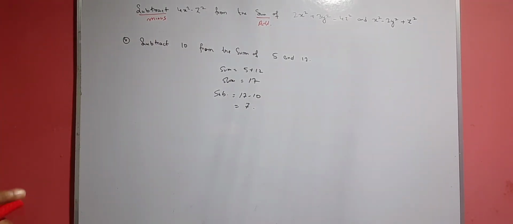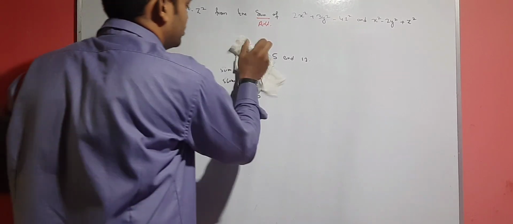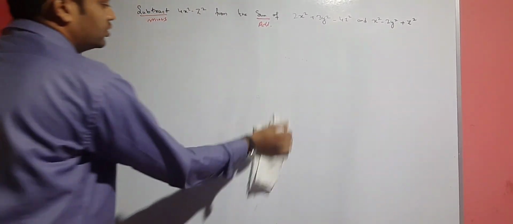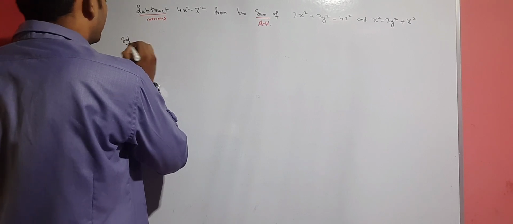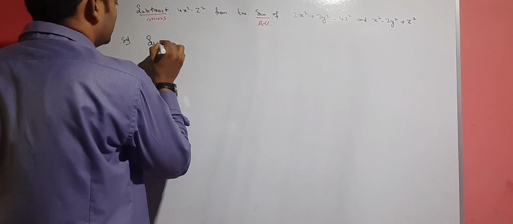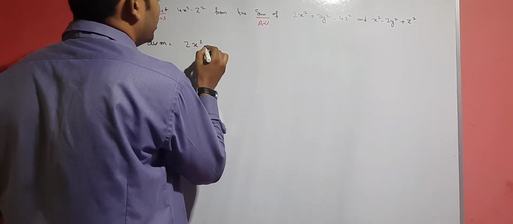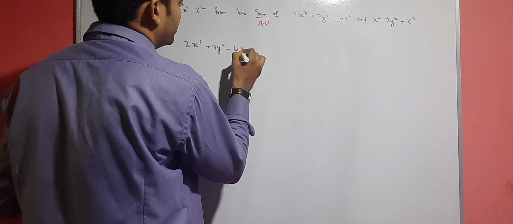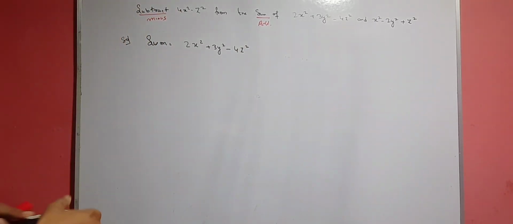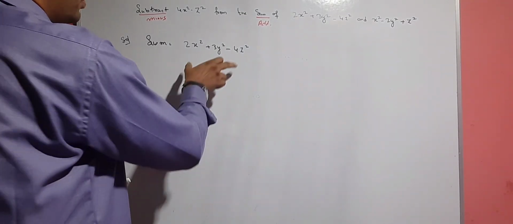Sir, can you do this one for us? Okay, I will do this one. Solution: you have to find the sum first. Sum is equal to 2x square plus 3y square minus 4z square. Sum means addition. There are two methods of doing the addition, the horizontal method and the column method. I will do it like this only.